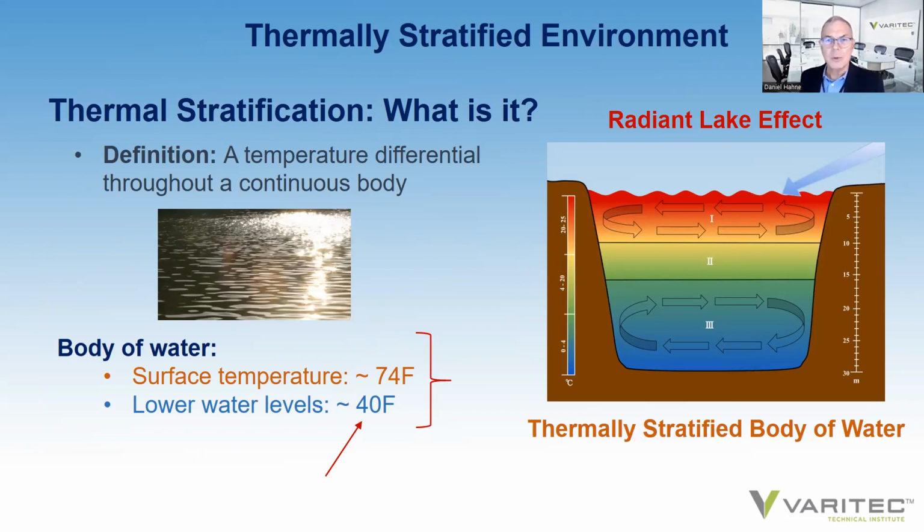Certainly if we've been in a swimming pool, or swimming in a mountain lake, thermal stratification is a temperature differential throughout a continuous body. If you've been in a mountain lake, you notice that the water at the upper levels of the lake is warmer than down deep. That's because radiation cannot penetrate far enough through the liquid to heat the lower levels of water, so it's much cooler. So you have a variation of temperature throughout the body of water.